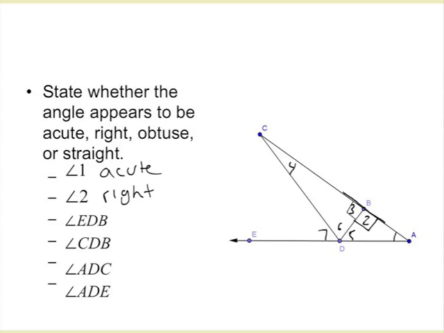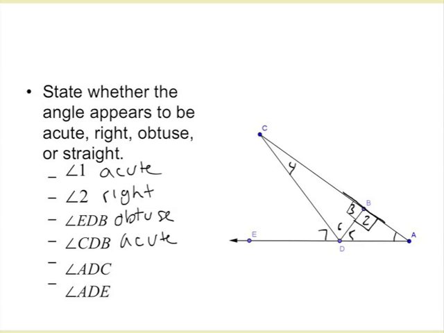EDB. Obtuse. That one looks obtuse. It looks pretty big. We don't know for sure, but it looks pretty big. CDB. That one looks acute. What's another name for CDB? EDC. BDC would work as well. What's another name for it? 6. Okay, so we're looking at angle 6 there. That one looks pretty small.